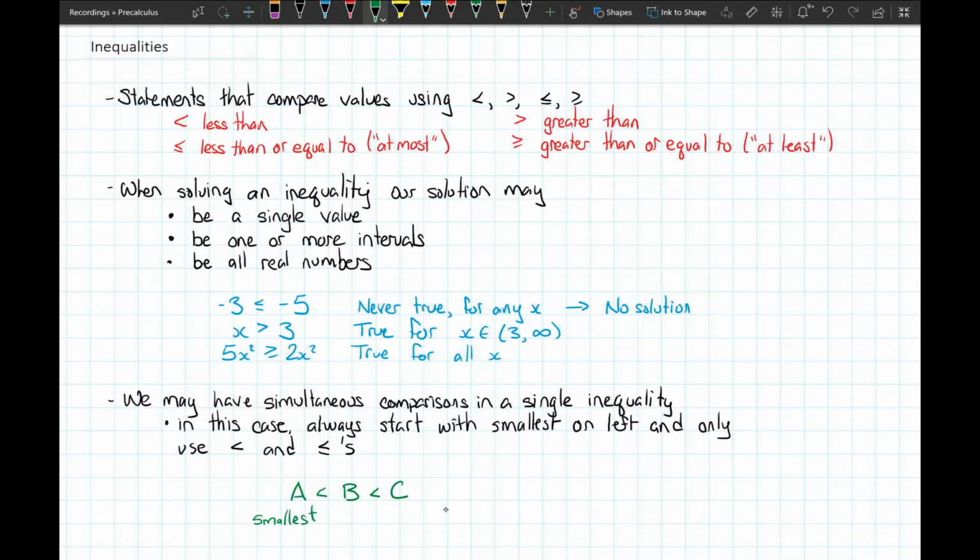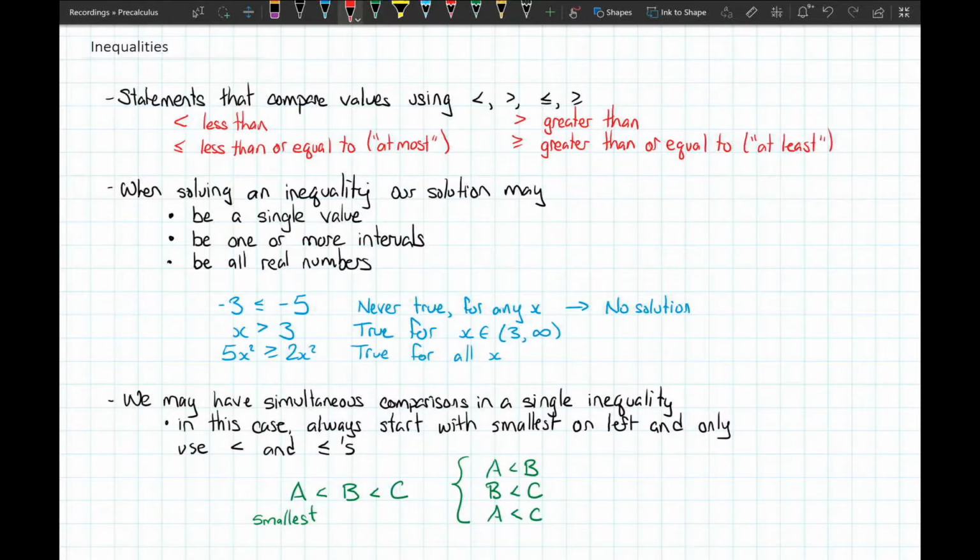A is less than B. That's one way I can read this, and it's already one important thing. And continuing on, B is less than C. That's another comparison. But these comparisons are all in an order from smallest to largest. So as a result, I can also see that A is less than C.